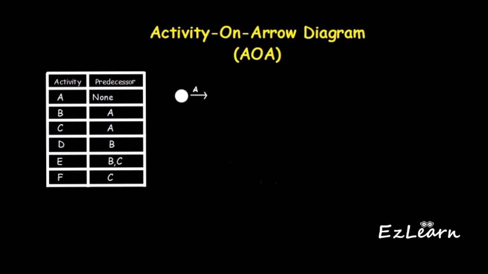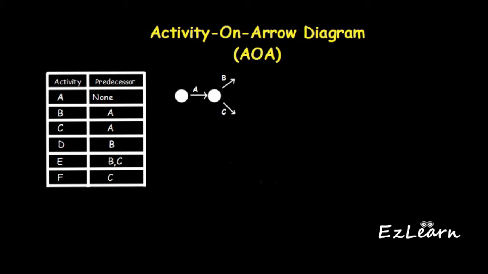Next, we have activity B, whose predecessor is A. So I can say activity B will go like that. And then we get activity C. The predecessor for it is also only one activity, which is A. So I can have another activity here, which is C, to highlight the relationship.